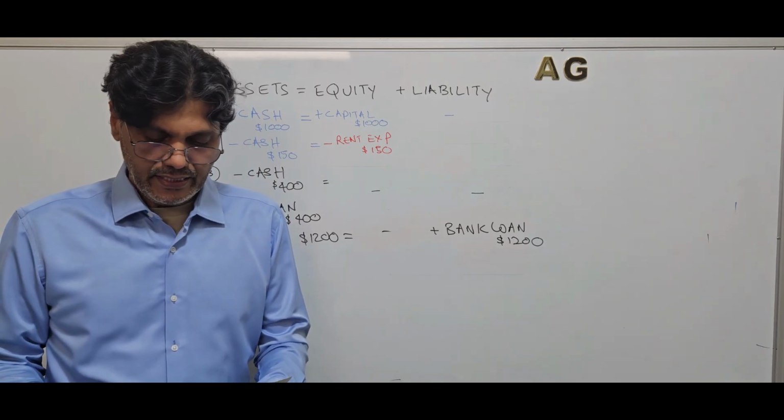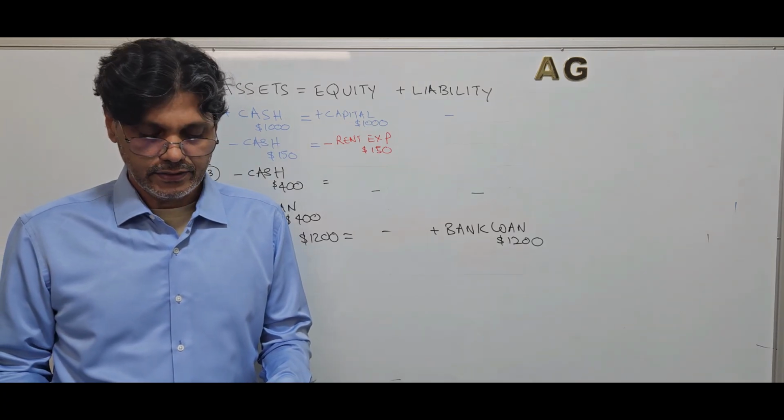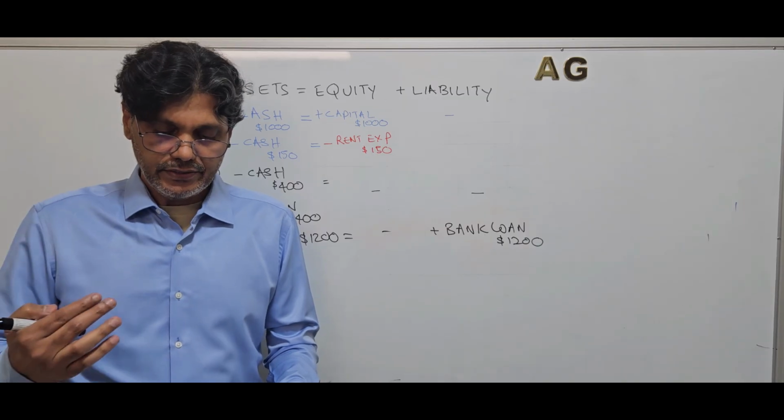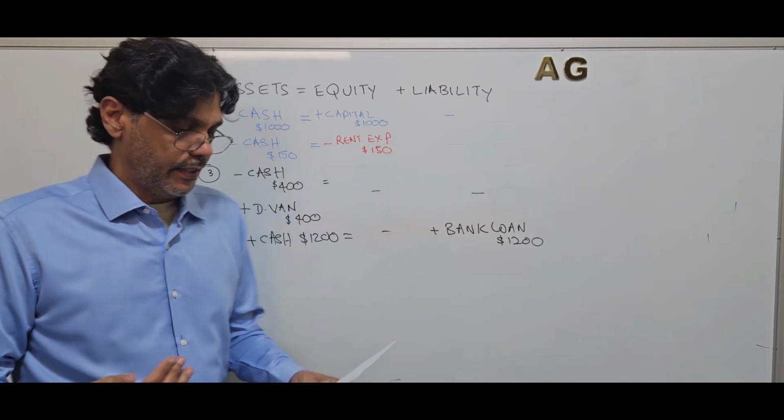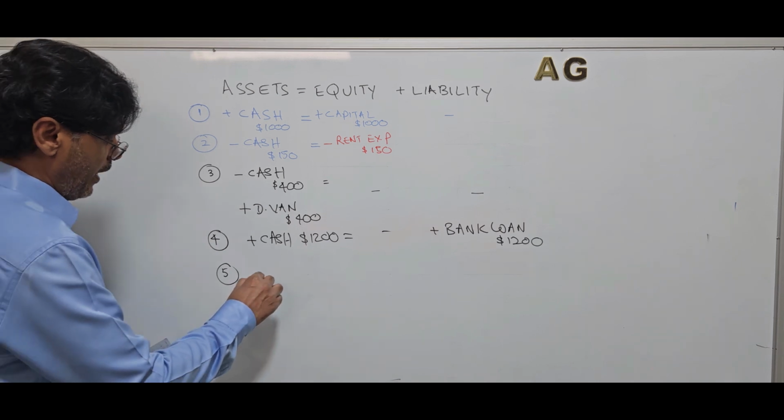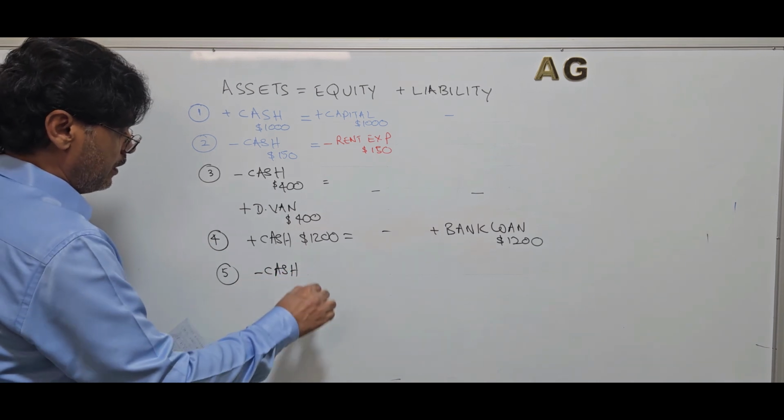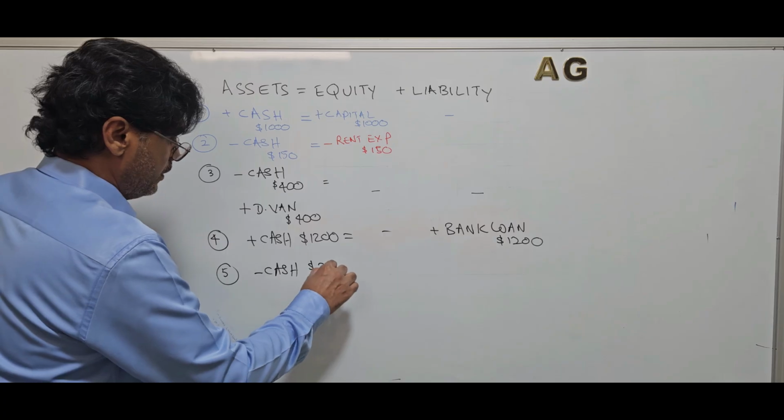Now the fifth transaction, purchased goods for resale in cash for $300. The business has purchased $300 worth of goods in cash. So your cash balance will reduce by $300.